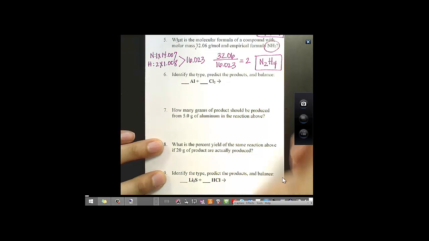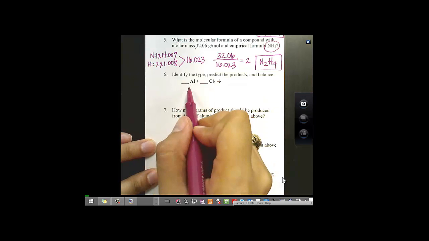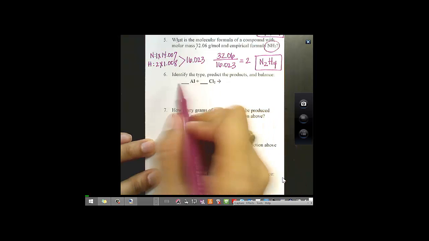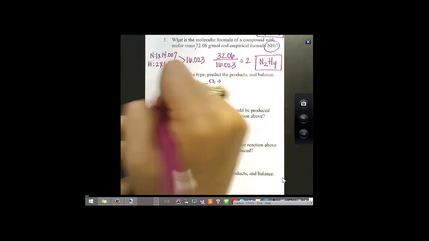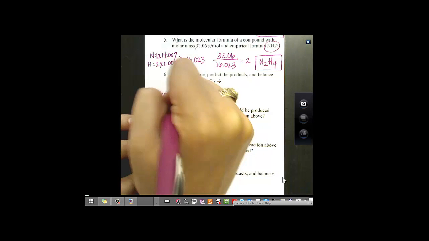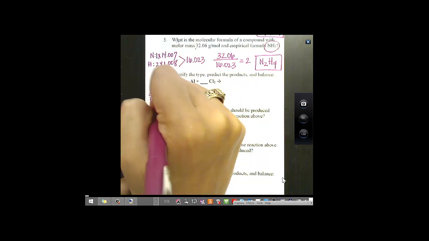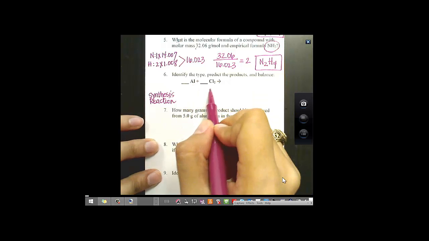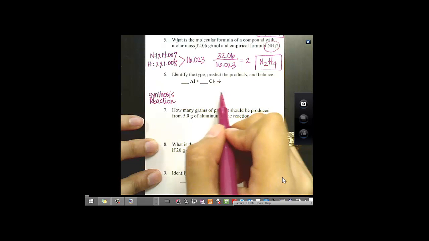All right, so number 6 gets into reactions. It says identify the type, predict the products, and balance. So I have an element aluminum plus another element chlorine. The only thing I can do with two elements is put them together. And so that's called a synthesis reaction, when two elements are going to form one compound. Synthesis. I'm putting them together.